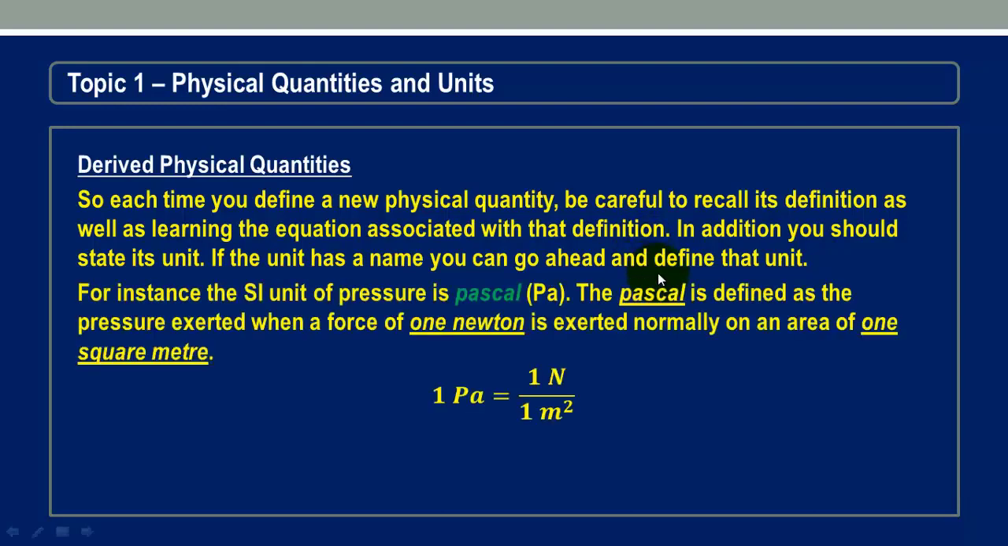For instance, the SI unit of pressure is the Pascal. The Pascal is defined as the pressure exerted when a force of 1 Newton is exerted normally on an area of 1 square meter. So 1 Pascal is equal to 1 Newton over 1 meter squared. So we can see that this unit, the Pascal, is defined in terms of other units. This one is very important.